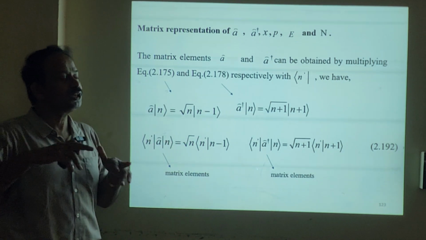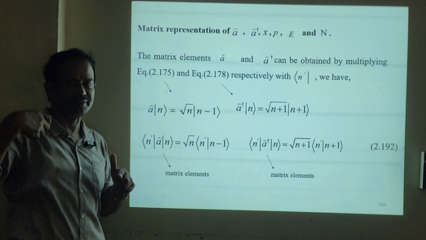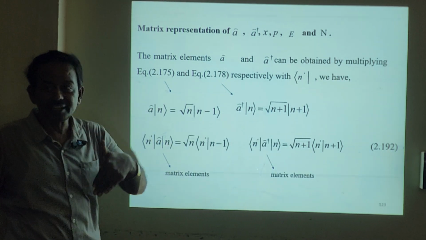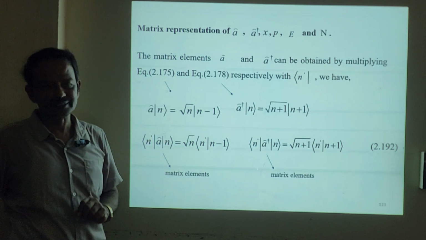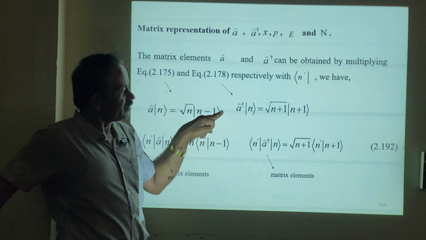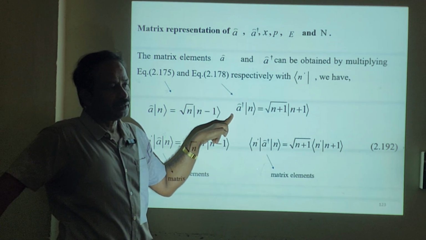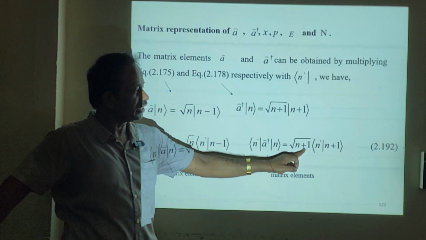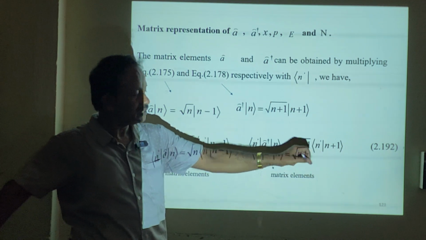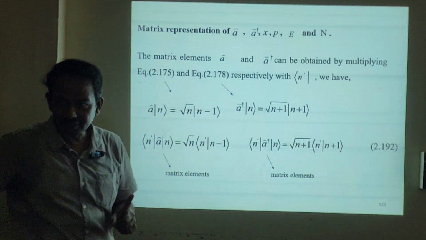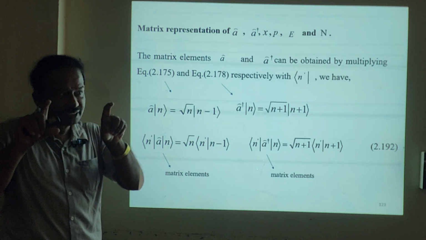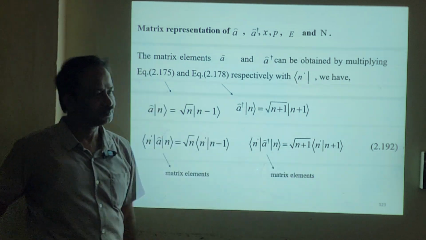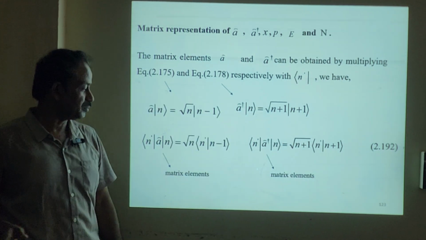For n minus 1, we will have to write the off diagonal elements on the right hand side. For n plus 1, we will have to write the off diagonal elements on the left hand side. Usually this is a general consideration. Similarly, you can take bra n prime on both sides. So bra n prime, A dagger, ket n will give you root n plus 1, bra n prime with ket n plus 1. Look at this one, they are not diagonal elements. If both are the same, they are diagonal elements. If both are not the same, they are not diagonal elements. One is n minus 1, another one is n plus 1.